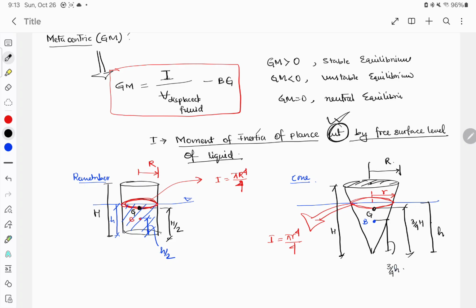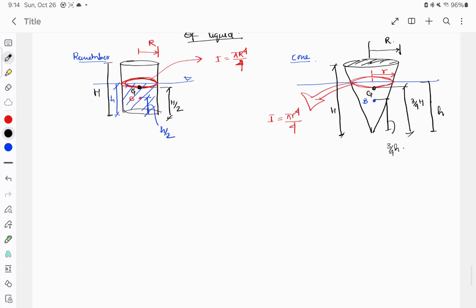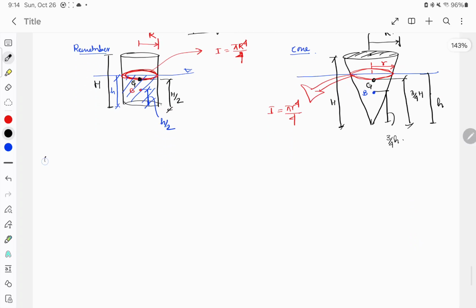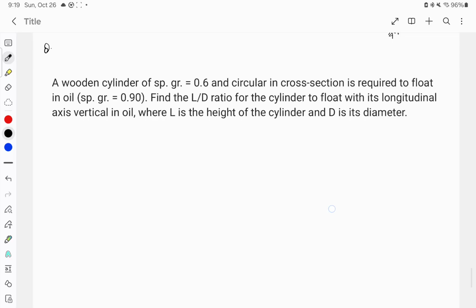Then again we'll do the questions and we'll know what to calculate and how to calculate. This is for general understanding. Next we are up for a question on metacentric height. So this is the question we are going to solve.